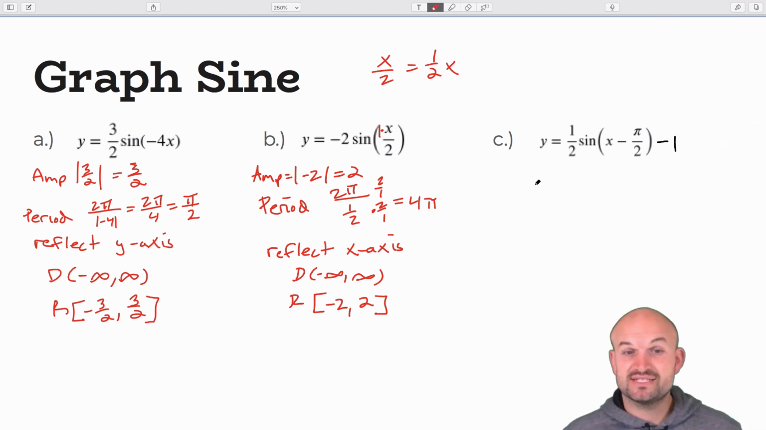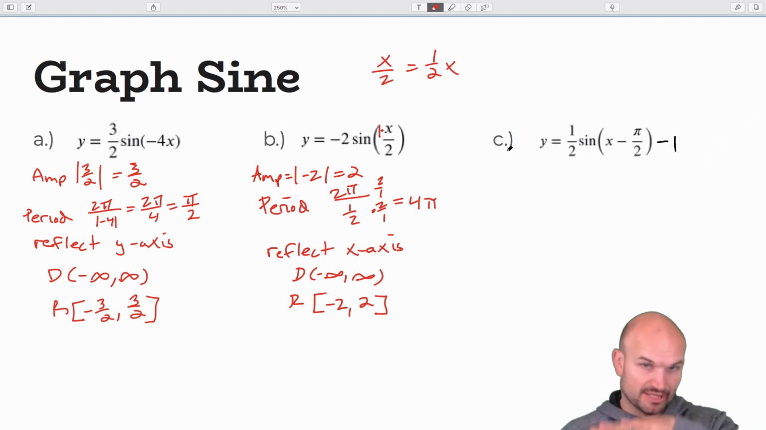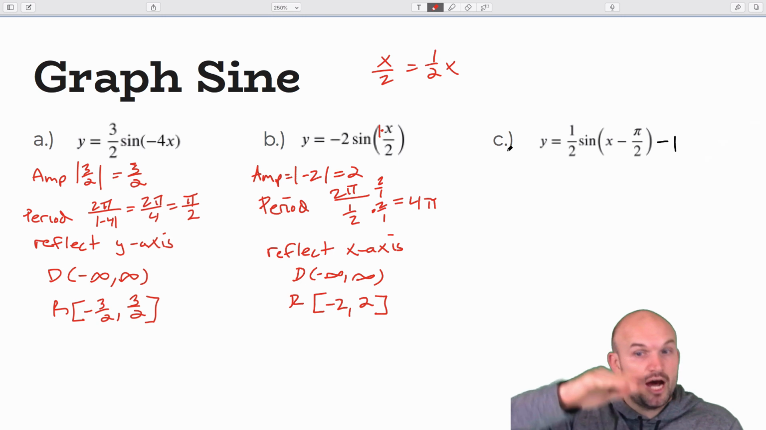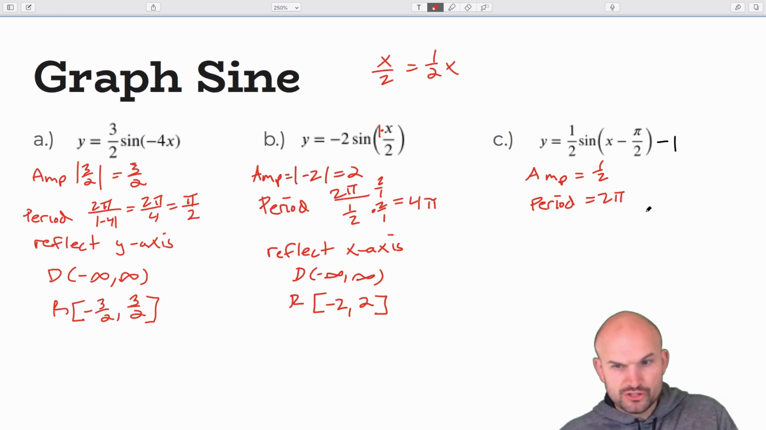All right, so in this case, again, now we have a fraction, but it's less than 1/2, so it's actually going to be compressing the graph. That means the graph only goes down to 1/2, up to 1/2, right? So for my amplitude, that's just going to be the absolute value of 1/2, which is 1/2. My period in this case, my b is again 1, so that's just going to be 2 pi. 2 pi divided by 1 is just 2 pi.